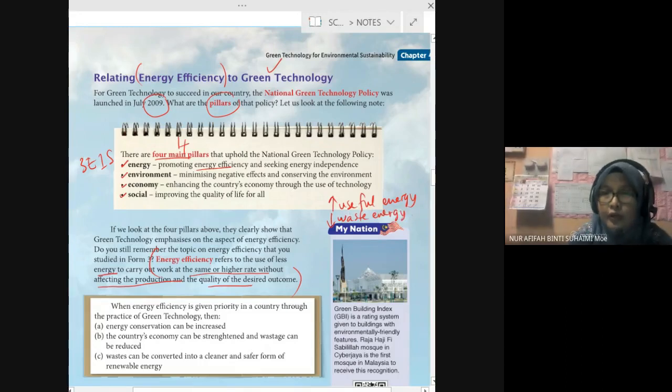Okay, if we want to know whether the product has energy efficiency, we look at the product, whether it produces a lot of useful energy or waste energy. Let's say we have a comparison between a bulb, mentol biasa, and LED. Okay, compare bulb and LED. So which one has more energy efficiency? Bulb or LED. LED? So LED lah. Why LED? Kenapa LED? Why do you say LED has more energy efficiency?